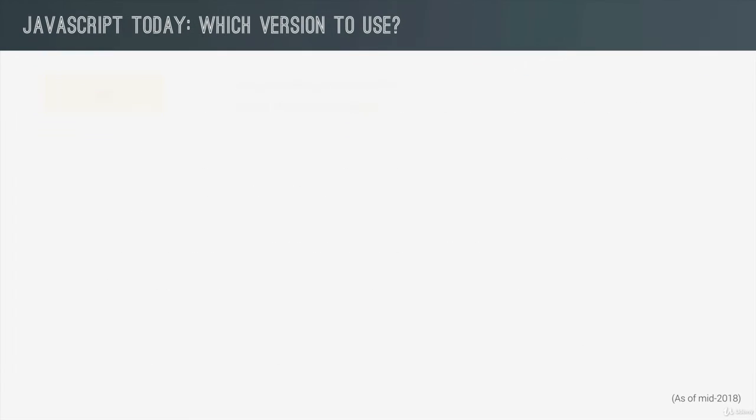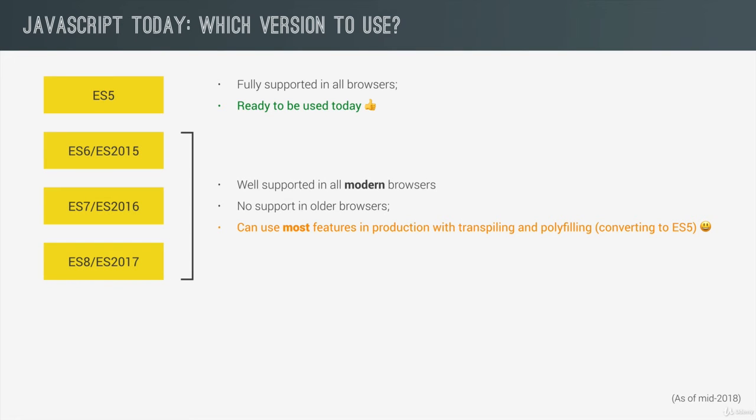So what does JavaScript look like today, and which version should and can we use? First off, ES5 is of course fully supported in all browsers today, and so that's the one that is safe to be used. Now about the newer versions ES6, ES7 and ES8, as of mid-2018, they are all quite well supported in all modern browsers. But the problem with this is that we can't just assume that our users use these modern browsers, at least not all of them. And the old browsers will of course not understand the ES6 syntax at all, and neither the ES7 and ES8 and so on and so forth. And so these old browsers are a big problem for us.